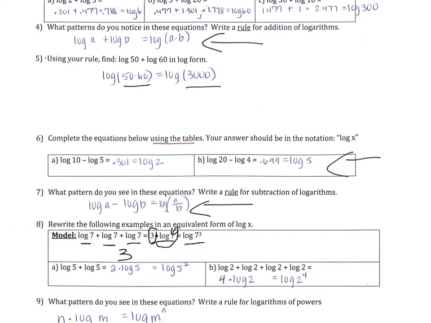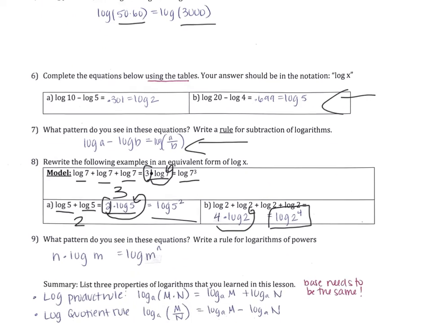Okay, so we just took that 3 and we put it in the exponent. So if we look at part A, we have log 5 plus log 5. That's 2 log 5s, so we can rewrite it as 2 times log 5. And then take that 2, bring it into the exponent, and we get log 5 squared. Same thing with B. There's 4 log 2s, so that's how we get log 2 to the 4th. Just bring that 4, put it in the exponent.